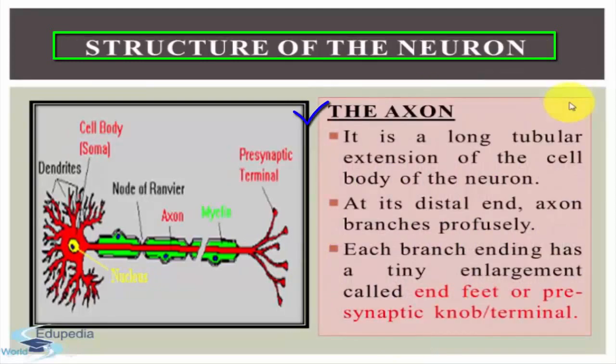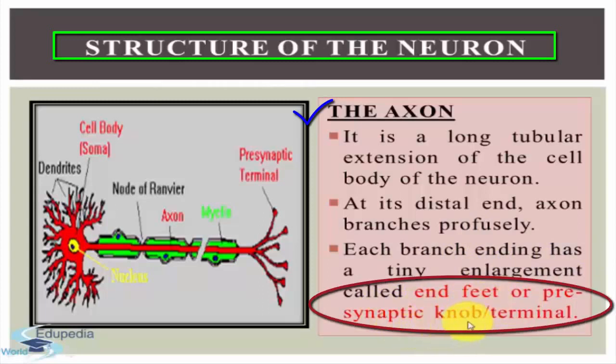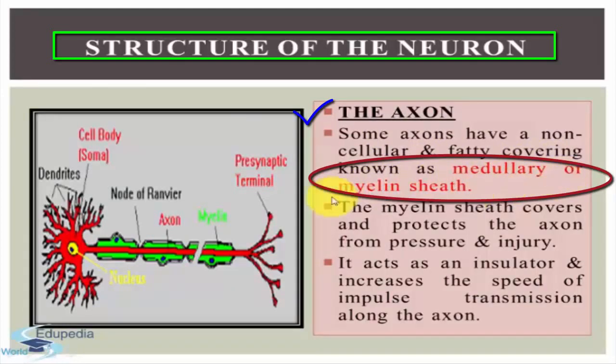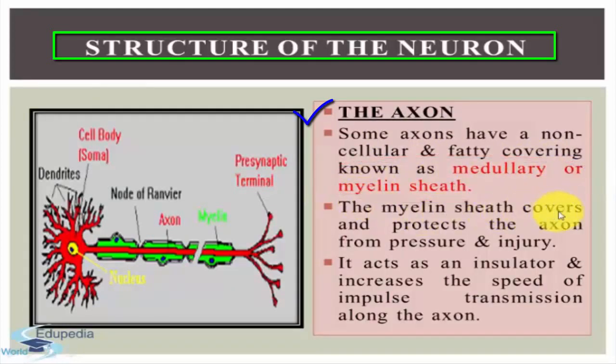Next is axon. It is the long tubular extension of the cell body of the neuron. At its distal end, axon branches profusely. Each branch ending has a tiny enlargement called end feet or presynaptic knob or terminal. Some axons have a non-cellular and fatty covering known as medullary or myelin sheath. The myelin sheath covers and protects the axon from pressure and injury. It acts as an insulator and increases the speed of impulse transmission along the axon.